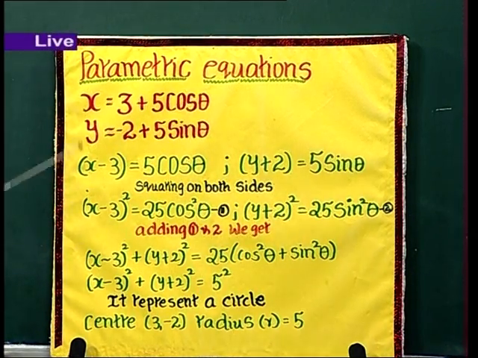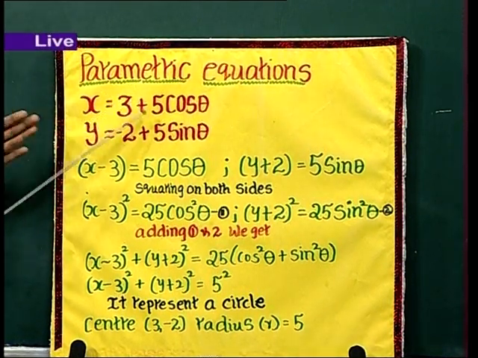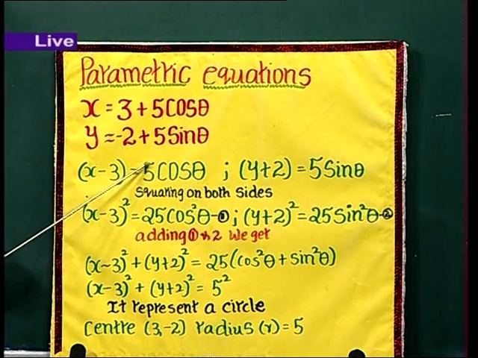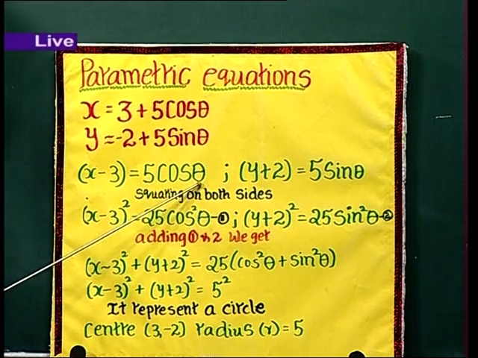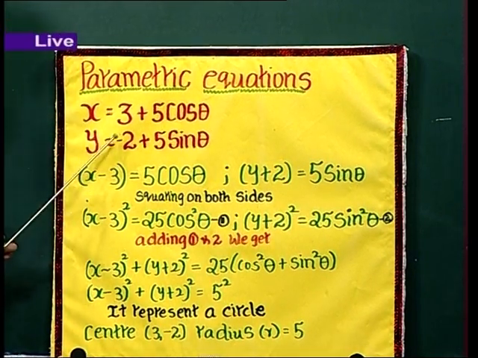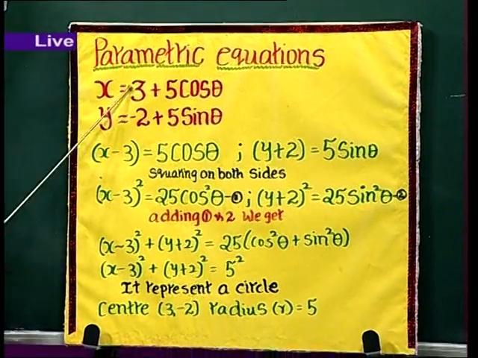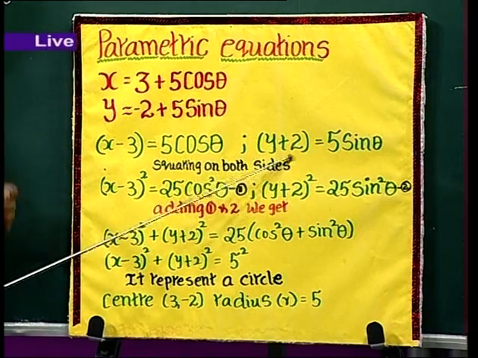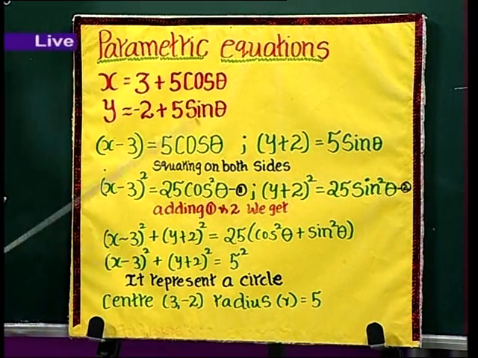Here we are taking plus 3 to the LHS side, it will become minus 3. x minus 3 is equal to 5 cos theta. Similarly for y, here it is on the RHS side with a minus sign. When it comes to the left, the sign will change. Here y plus 2 is equal to 5 sin theta.